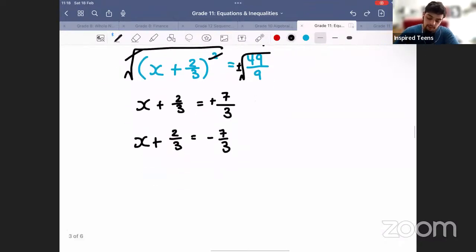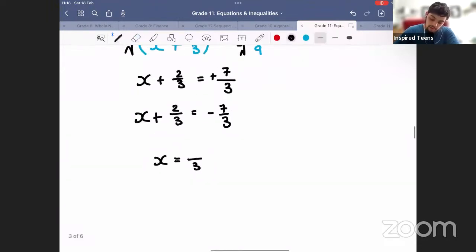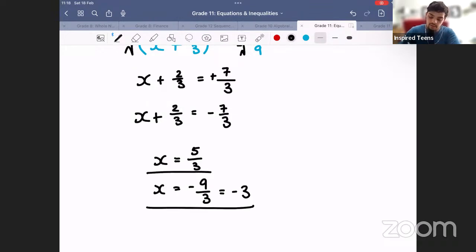Okay, then we can simplify. X is equal to 7 over 3 plus 2 over 3. That is 9 over 3, which is 3, I believe. No, minus, sorry. It's 5 over 3, which is the final answer. Then we have negative 7 over 3 minus, that's negative 9 over 3, which is negative 3. So we've solved for X by completing the square.